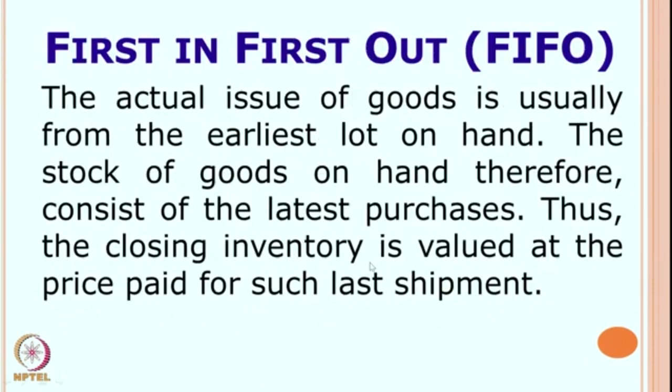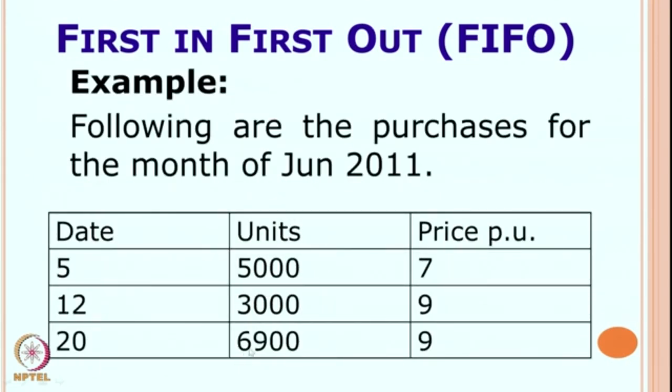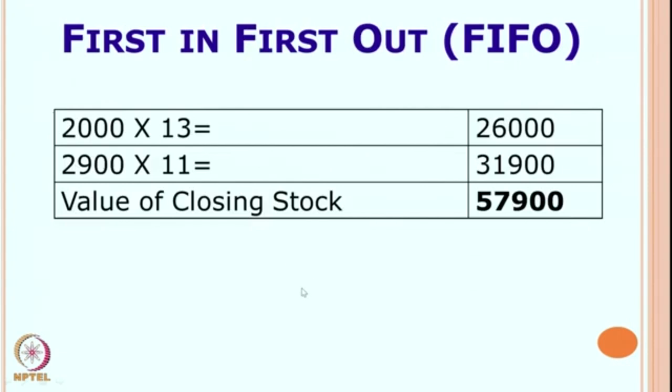Now, if we would have been using LIFO, what would have happened? In LIFO method, the third method, last in first out. So, in LIFO method what is assumed is the last items are issued first. So, we would have assumed that all the later items are issued and the oldest purchase, that is on 5th of 5000, is what is there in stock. So, 5000 units were purchased at 7 rupees. So, I would have valued my stock as 4900 into 7. Instead of 57,900, the cost would have been much lesser. So, the value of stock changes by the use of methods either FIFO or LIFO.